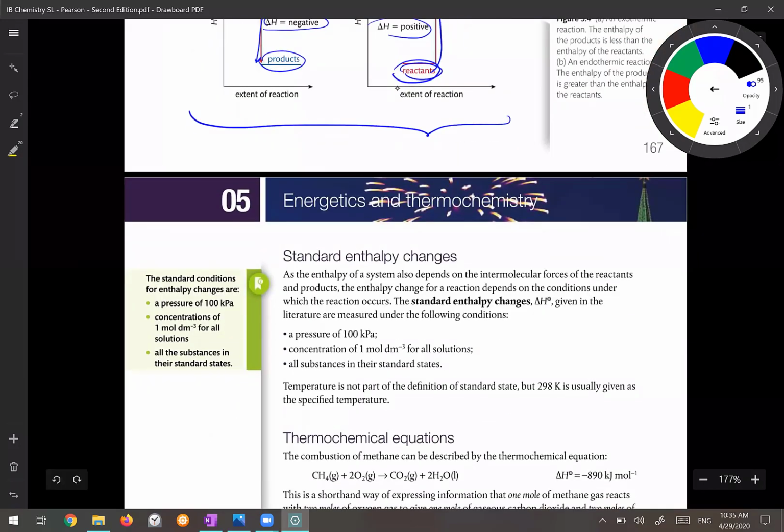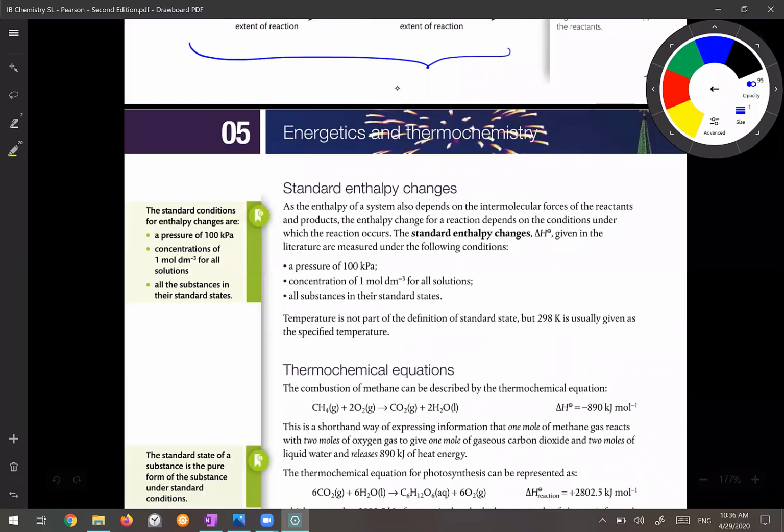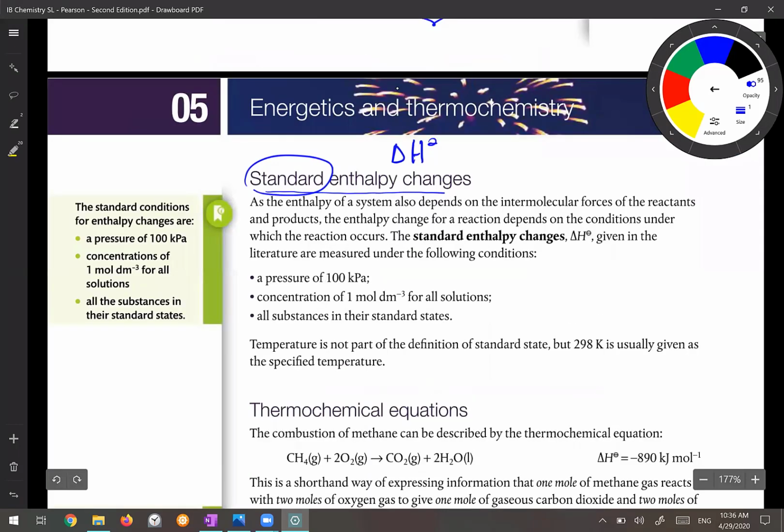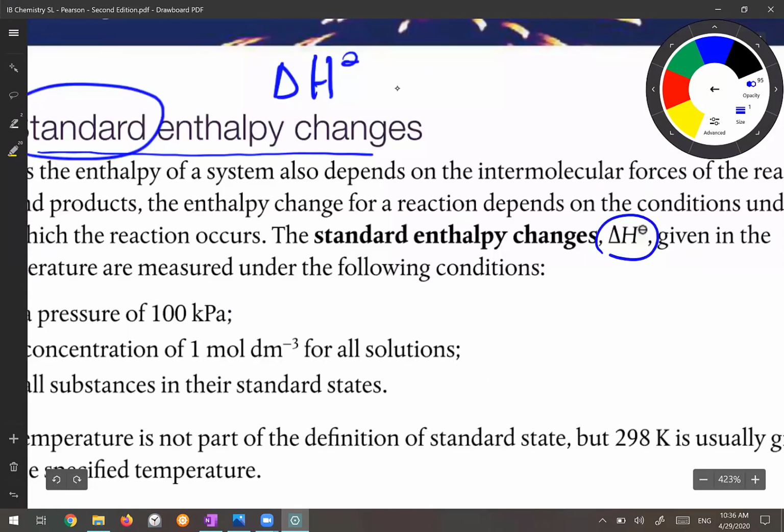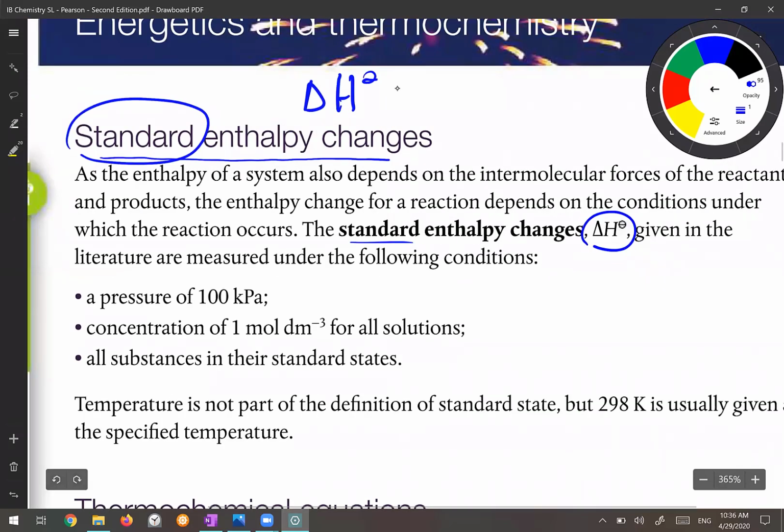Okay, so on the next page, what is defined here is standard enthalpy change. Enthalpy change means delta H, how the energy changes during the reaction. When we say standard, we usually put a note here. So you can see this sign here, delta H naught. Okay, this means standard. So what is standard enthalpy change?